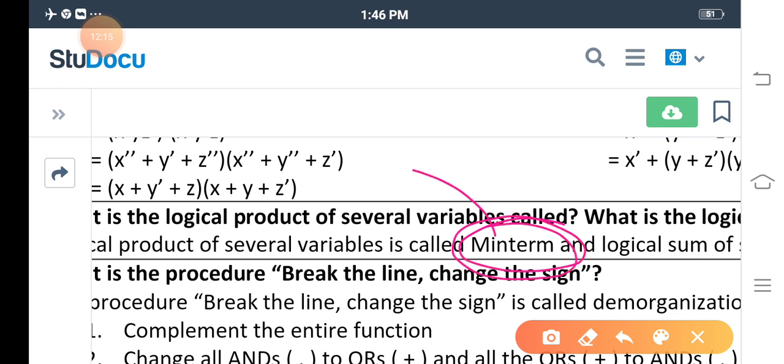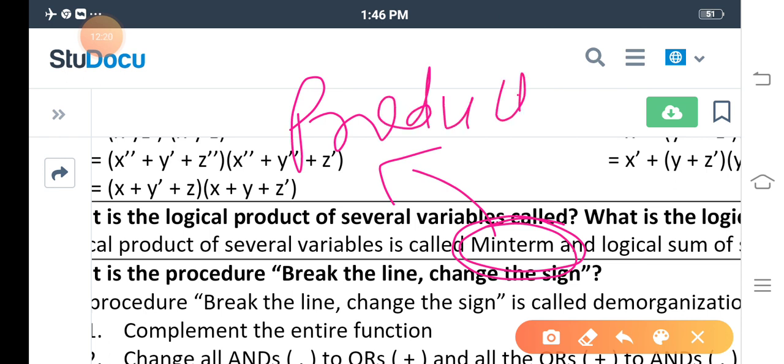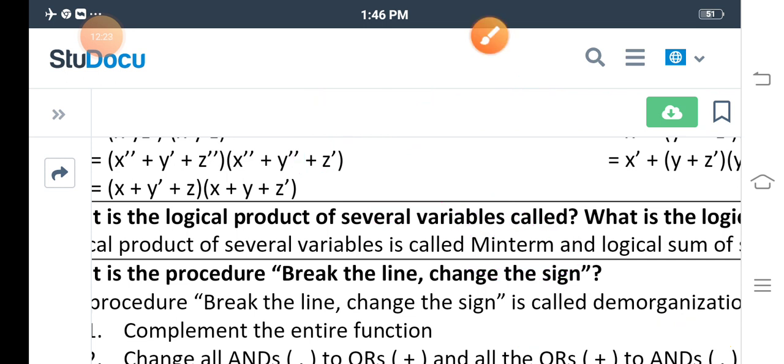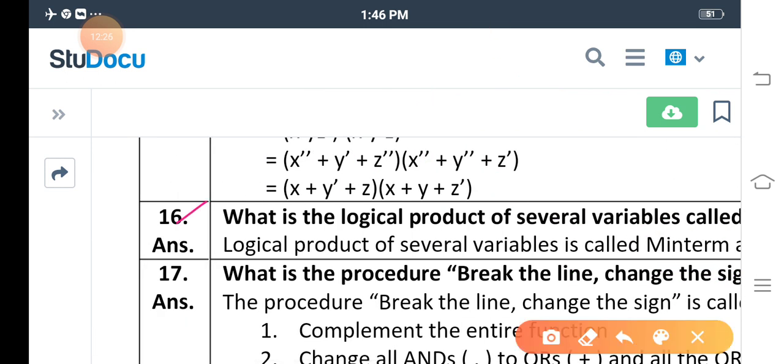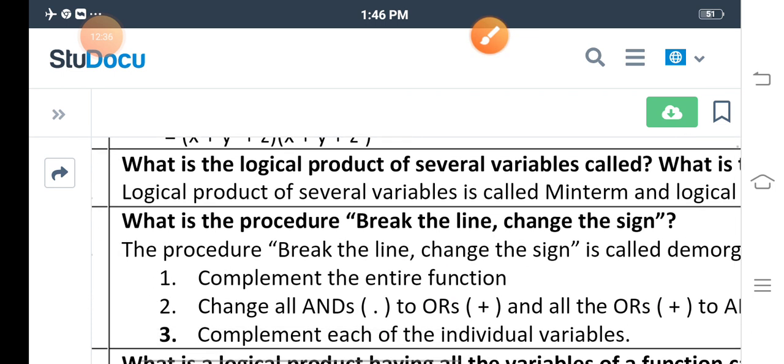So better answer will be what? Product term and sum term. But here do not get confused with this, because this type of question will not come in your exam. Okay, but the answer can be product term as well and sum term also. This will also be the correct answer.